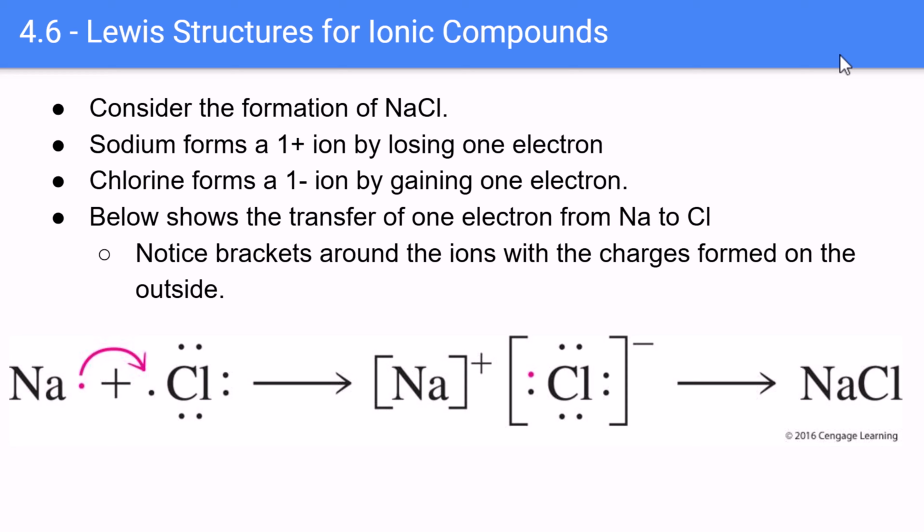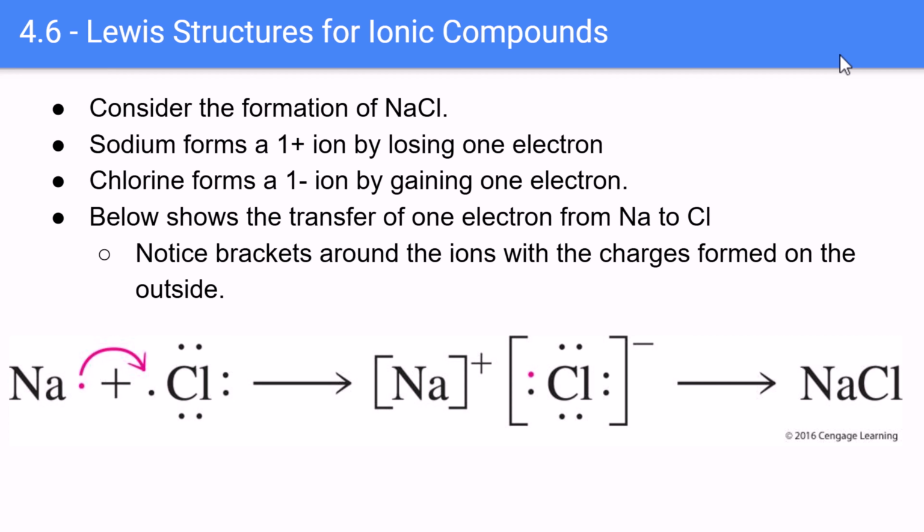When that 1 electron gets transferred over, Na then becomes a 1+ charge. We put it in brackets and we put a positive charge on the outside. Chlorine gains that electron. Notice that it now has 8 valence electrons in its outer shell, and it has brackets around it as well and a minus charge.